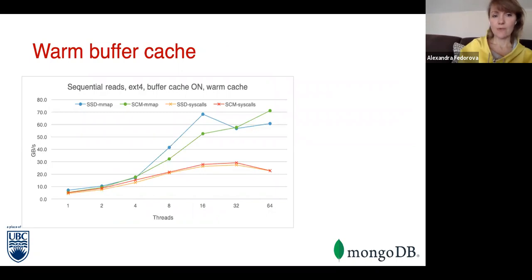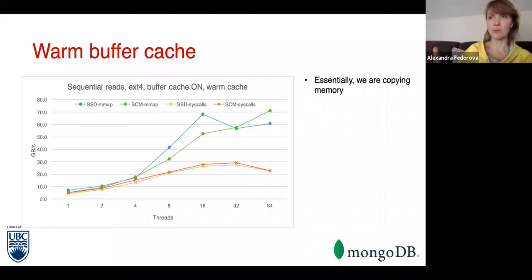So what if the buffer cache is warm? If the buffer cache is warm, we are essentially just copying memory. So it doesn't really matter what device sits underneath, because all of our data is in the buffer cache and we have enough RAM to store all of our data. We're not going to the device at all.